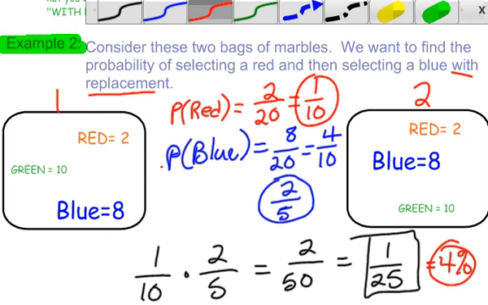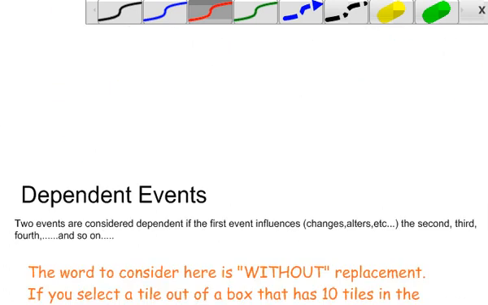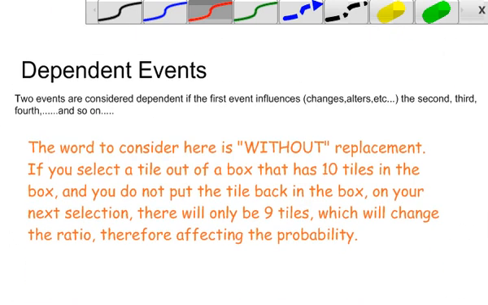That is independent events. Well, let's talk for just a minute now about our last one, dependent events. Two events are considered dependent if the first event influences, changes, alters, etc. the second, the third, the fourth, and so on. The word to consider here is without replacement.